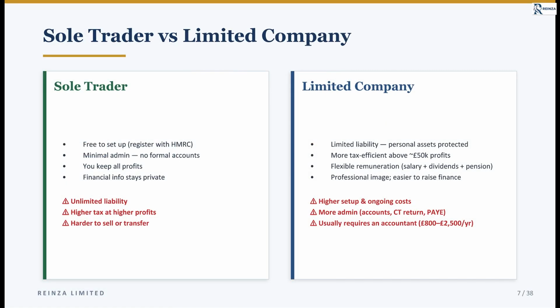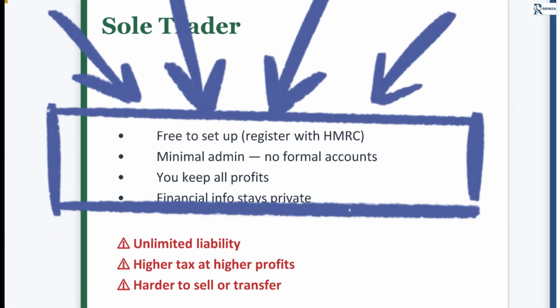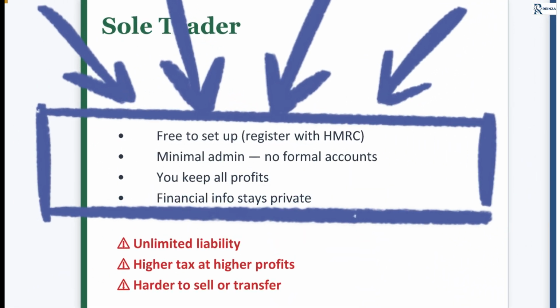Let us compare the 2 main options side by side, starting with the sole trader. This is the simplest structure. It is free to set up. You just register with HMRC for self-assessment. There is minimal administration, no requirement to file formal accounts. You keep all the profits, and your financial information stays private.